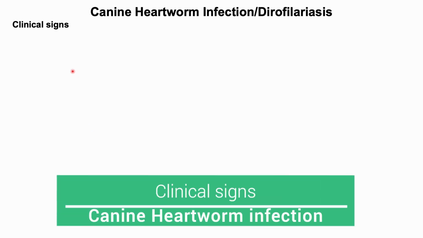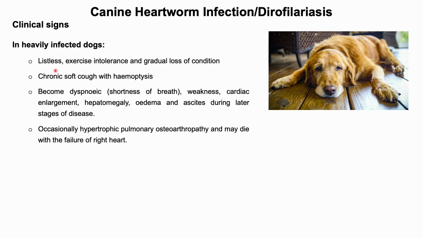Clinical signs of canine heartworm infection or Dirofilariasis. In heavy infections, the dog becomes listless, exercise intolerant, and gradually loses condition. Later, there is a soft chronic cough with hemoptysis. Dyspnea, weakness, cardiac enlargement, hepatomegaly, edema, and ascites are also observed during later stages of this disease.